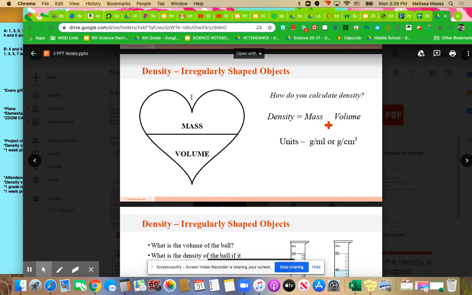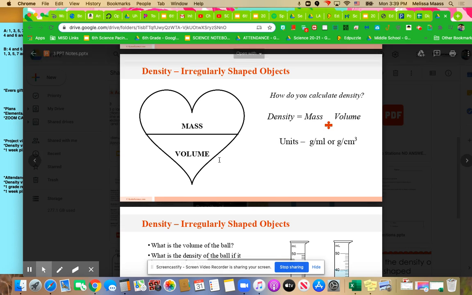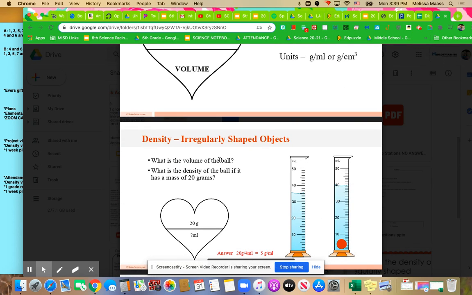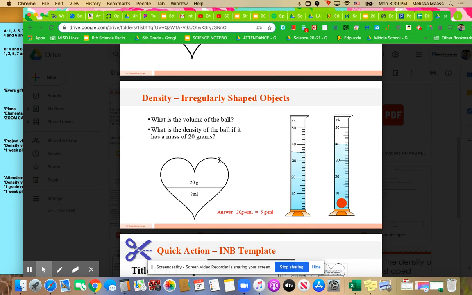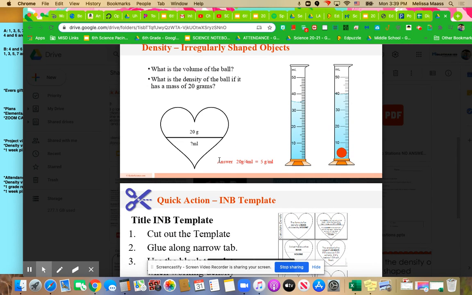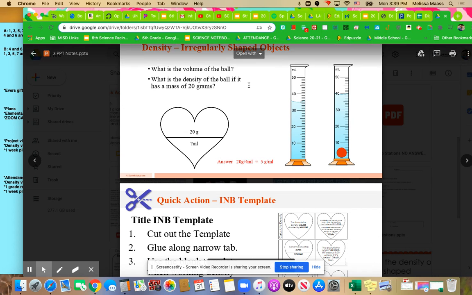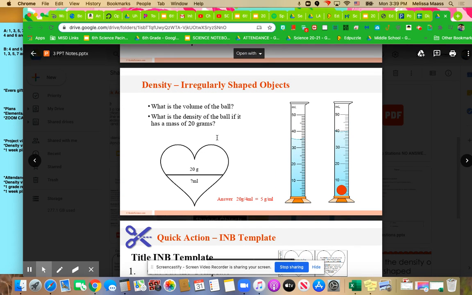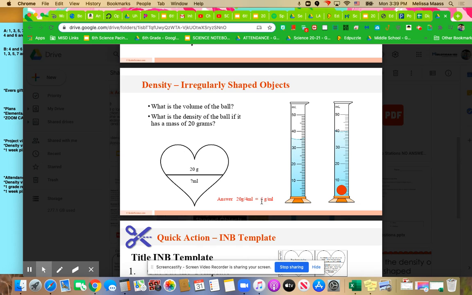Again, don't forget about the I-Heart density formula. It's going to be the same for these ones. We just find it a little bit differently, okay? So with that being said, let's go ahead and do this example, okay? It gives you the answer here, but we do need to know how to find this. So the first one says, what is the volume of the ball?